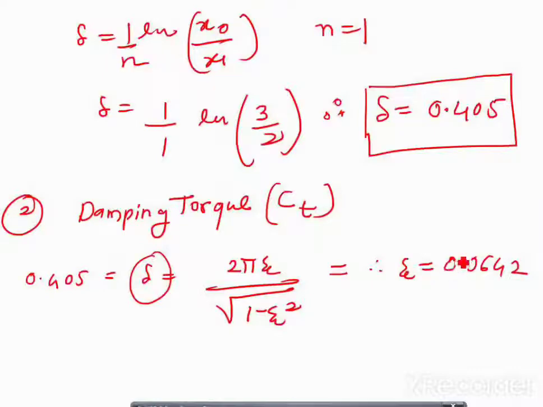Now, to find this CT, the damping torque, first of all I need to find KT. KT is nothing but the torsional stiffness of the shaft, right? Because the disc is attached at the end of the shaft.